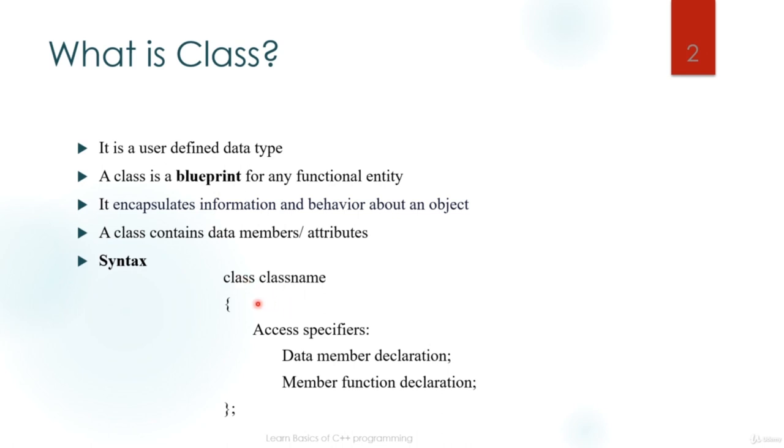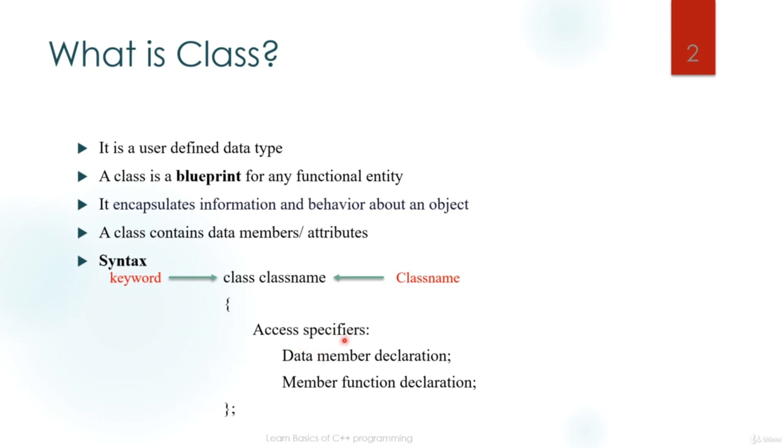The class definition always begins with the keyword class, followed by the class name. The class body contains the variables and the functions. They are called the class members. The variables declared inside the class are called the data members, and the functions are called the member functions.